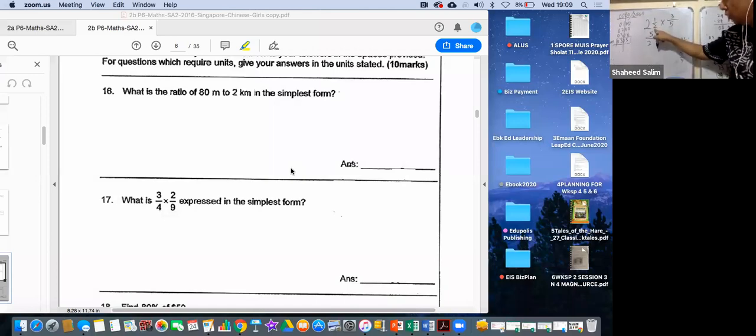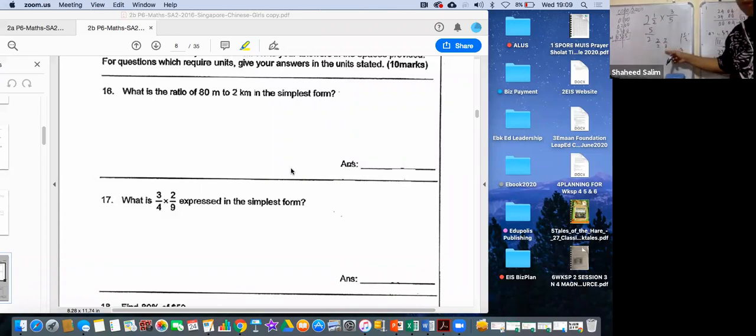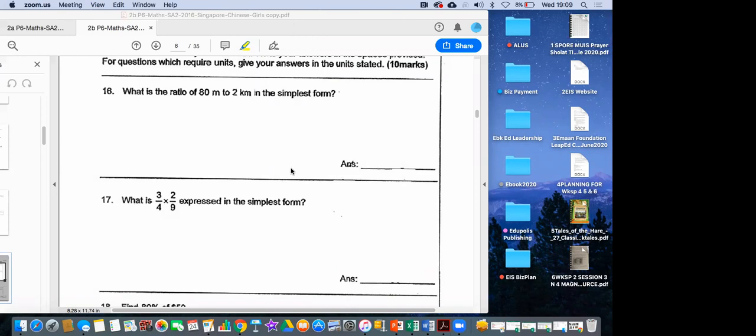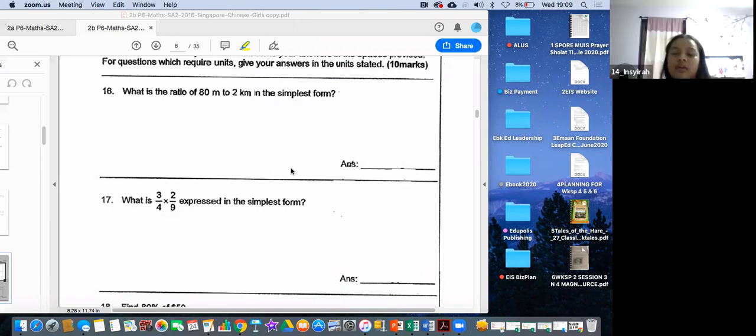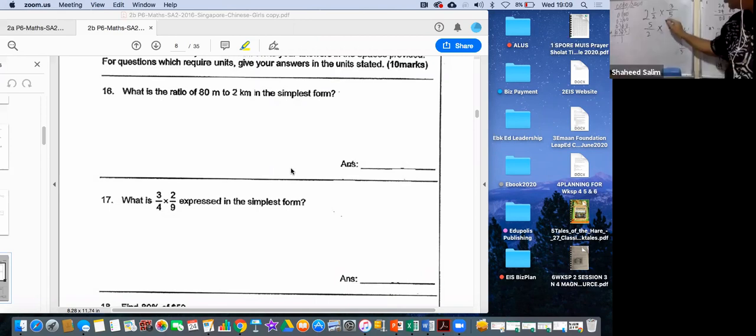2 times 2. You see, 1 whole is 2 over 2. 2 wholes is 4 over 2. What is this? I'll show you now. You have a pizza. So 5 over 2 times 3 over 5.